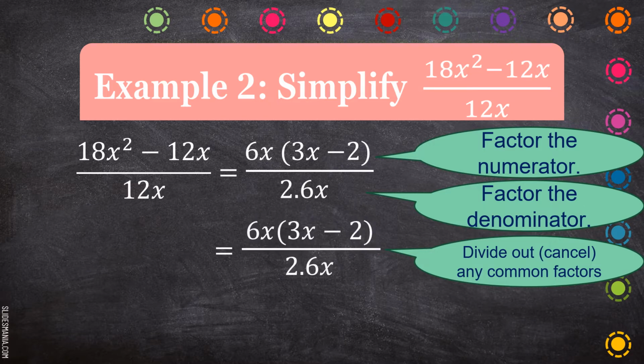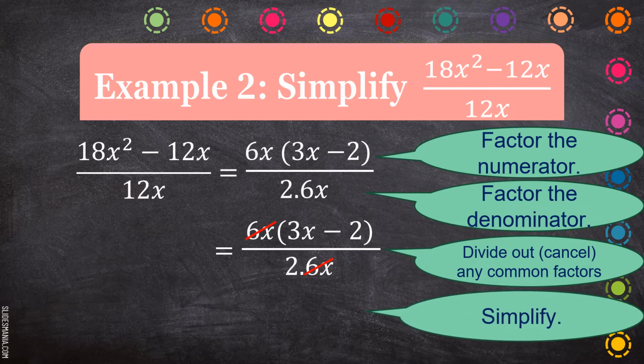So the common factor between the numerator and the denominator is 6x. So we can cancel out 6x. And then let's simplify. So the remaining factor in the numerator is 3x minus 2 and the remaining factor in the denominator is 2. So the simplified form of 18x squared minus 12x all over 12x is 3x minus 2 all over 2.